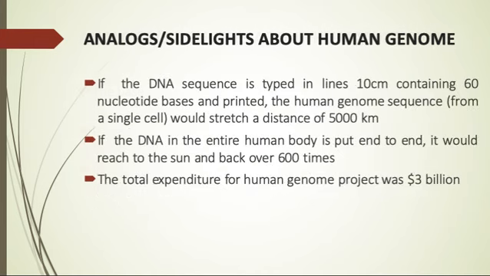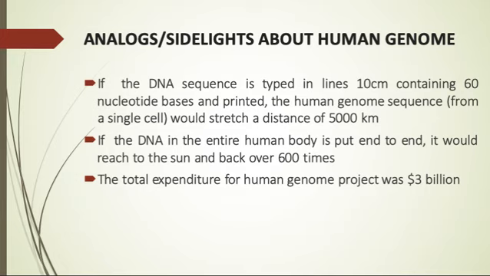If the DNA sequence is typed in a line of 10 centimeters containing 60 nucleotide bases and printed, the human genome from a single set would stretch a distance of 5,000 kilometers. If the DNA in the entire human body is put end to end, it would reach to the sun and back over 600 times. The total expenditure for the Human Genome Project would be around $3 billion.